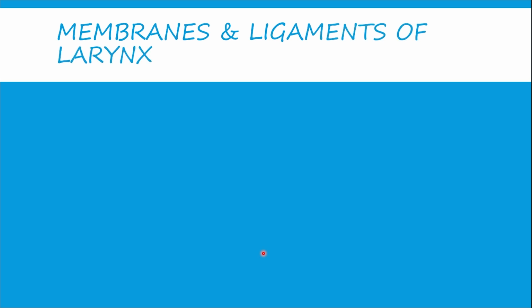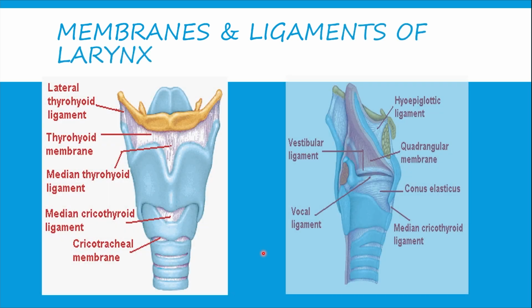There are also membranes and ligaments: the lateral thyroid ligament, the thyroid membrane, median thyroid ligament, the median cricothyroid ligament, the cricotracheal membrane, the hypoepiglottic ligament, quadrangular membrane, vestibular ligament, vocal ligament, conus elasticus, which is also a ligament, and the medial cricothyroid ligament.